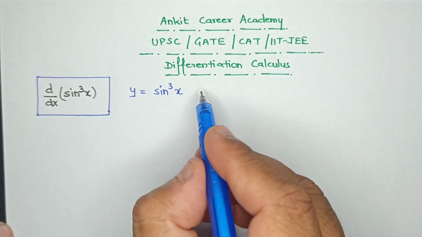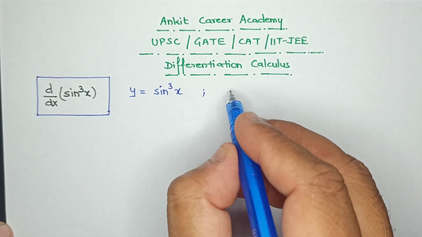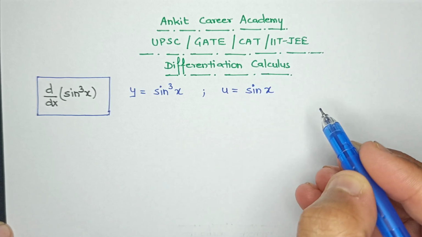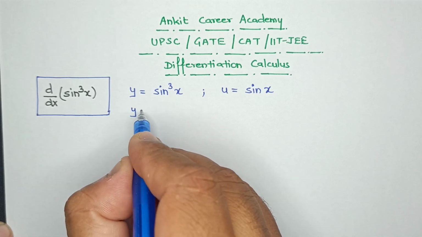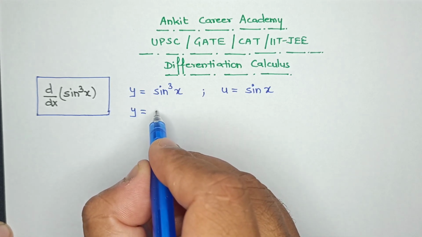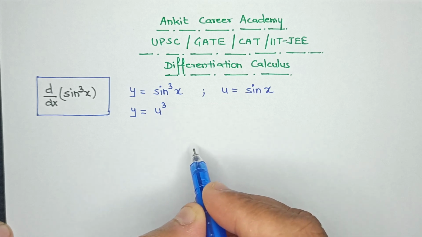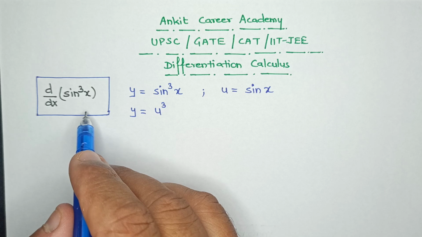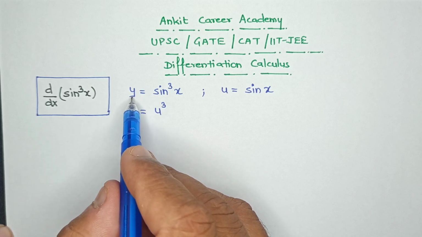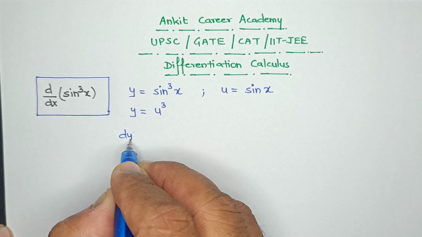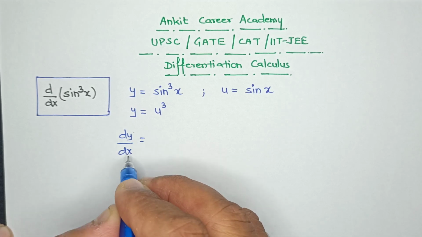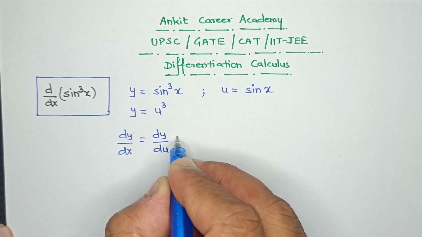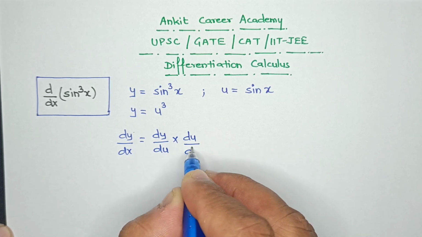Now after this, what we do is we reassign the value of sine x with another variable. So let us say that the value of u is equal to sine of x. So that means our original question y would be equal to u raised to the power 3. Now in order to calculate d by dx of sine x cube, what we are essentially looking at is to calculate the value of dy by dx. Now value of dy by dx can be written as dy by du multiplied by du by dx.